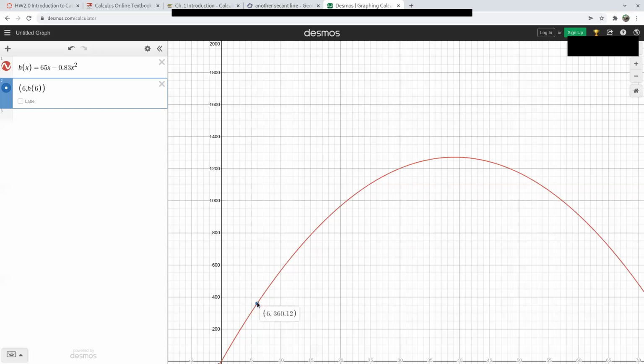And the slope at this point right here, slope is rise over run. The rise is meters, the run is seconds. So the slope is meters per second, which is the velocity of this thing. Let's get a screenshot of that just for fun.